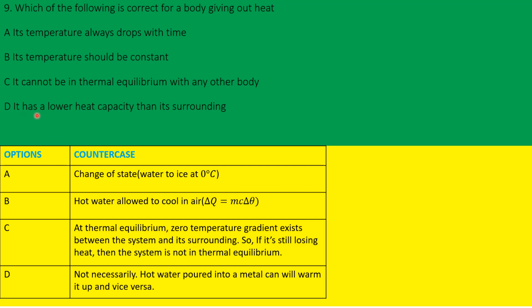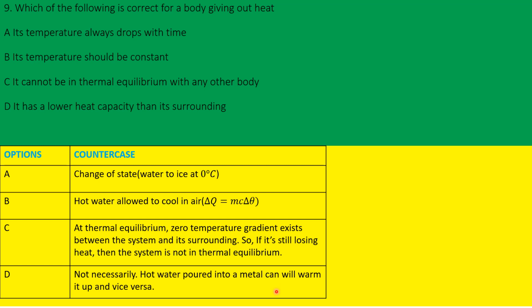So D says it has lower heat capacity than its surrounding. Well, not necessarily, right? Hot water poured into a metal can will warm it up, and vice versa, right? So what I'm saying basically is the can obviously has a lower heat capacity, right? It requires a very small amount of heat to have a unit change in temperature. But the water has a higher heat capacity.